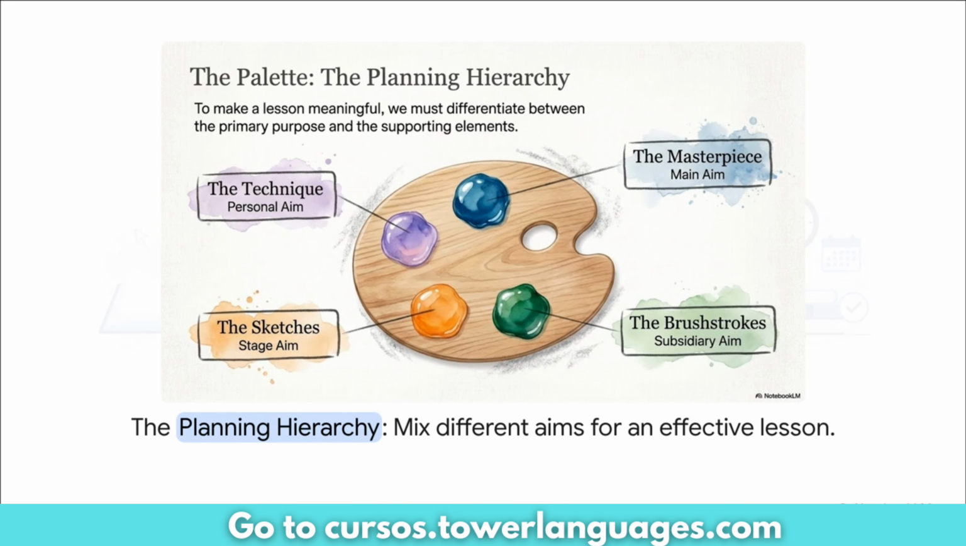Think of this as your palette. Just as a painter uses different colors to create different effects, a teacher uses a planning hierarchy. We actually have different types of aims: main aims, subsidiary aims, stage aims, and personal aims. Understanding how to select and mix these aims from your palette, that is exactly what turns a confusing 60 minutes into a highly effective learning experience.